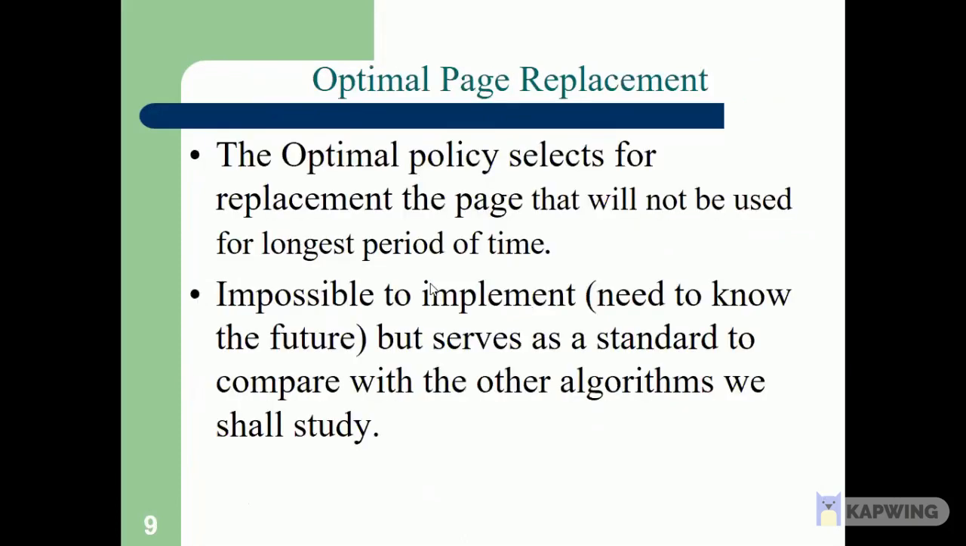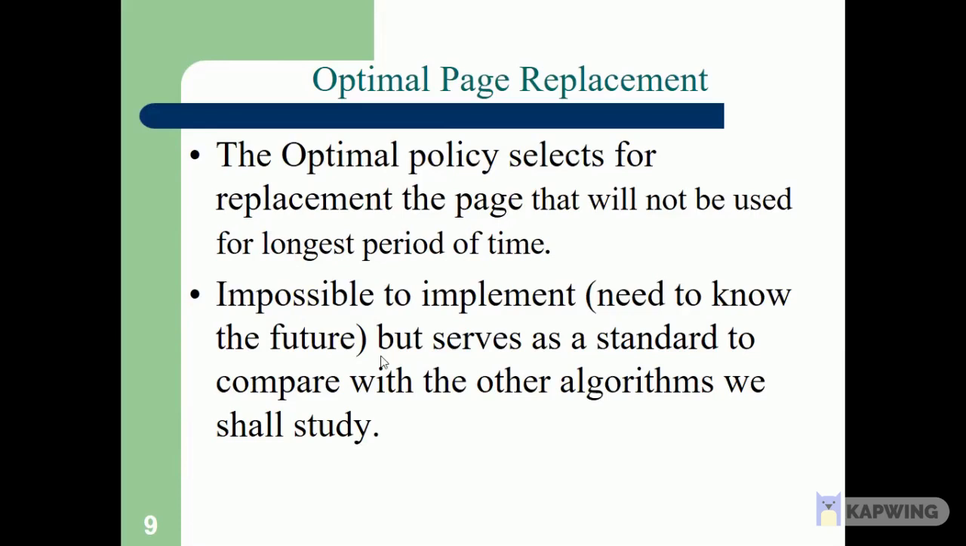Then the second algorithm is the optimal page replacement. The optimal policy selects for replacement the page that will not be used for the longest period of time. Means here what we are studying is nothing but the future string. We should know the future string. Means the page which is coming late, or at the end, that page we should replace. It is impossible to implement because we should know the future.